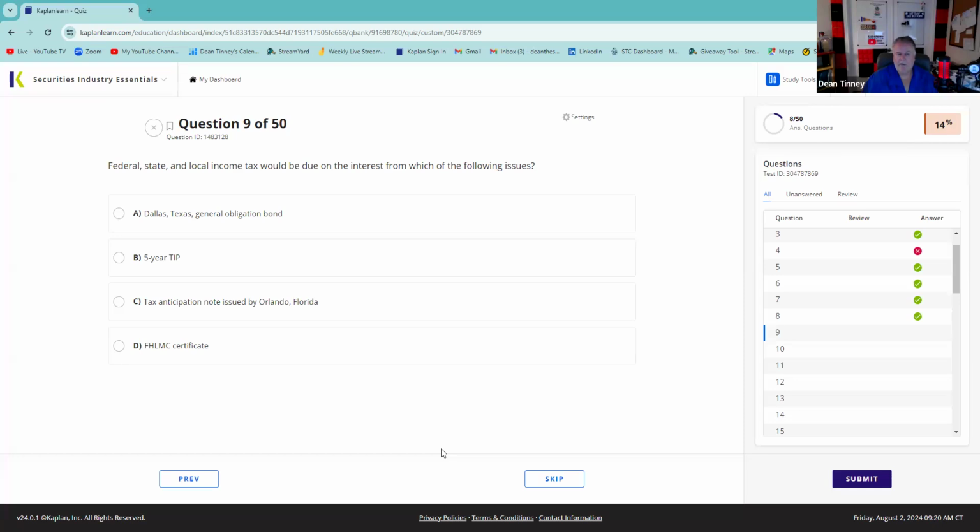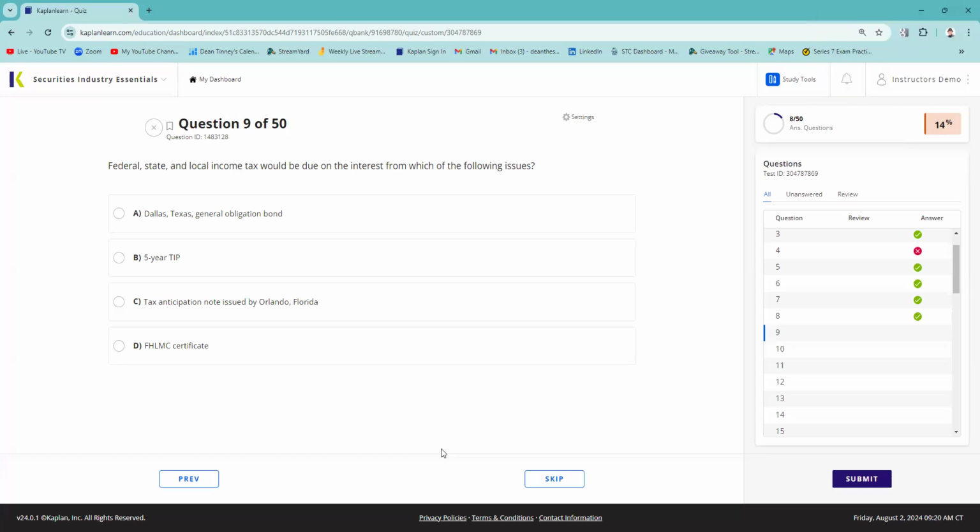The state would like to tax you on federal securities, treasury securities, but can't. So in a treasury inflation protected security, you are going to pay federal income tax. The U.S. Treasury can and will tax you. States cannot. D, Freddie Mac, Fannie Mae, and Ginnie Mae are fully taxable.